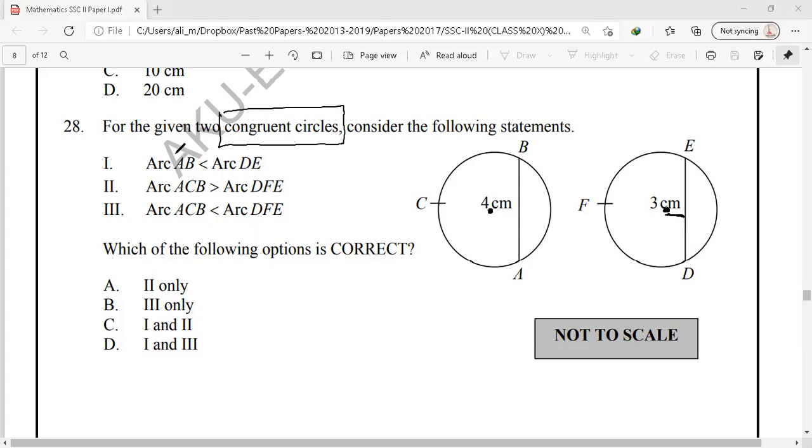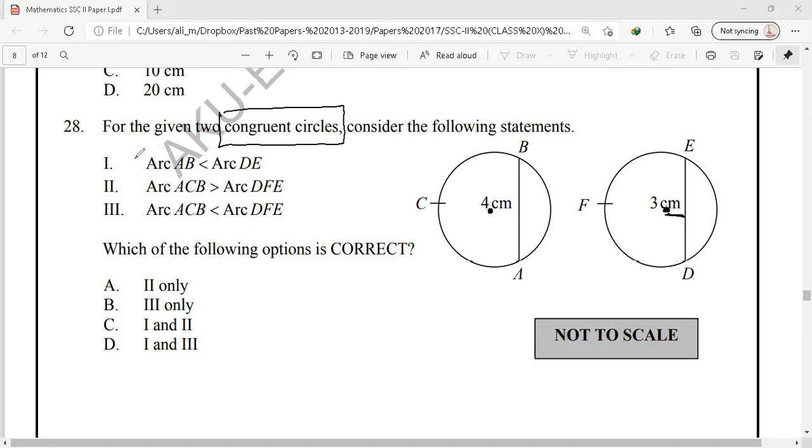So the arc AB is less than the arc DE. AB arc is this one and DE arc is this one. So this is the greater chord, and greater chord means it will form the greater arc, while this chord is the smaller. This means that its minor arc will also be smaller.